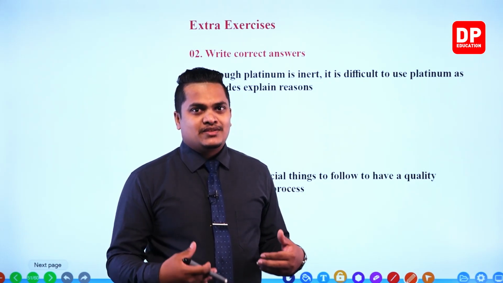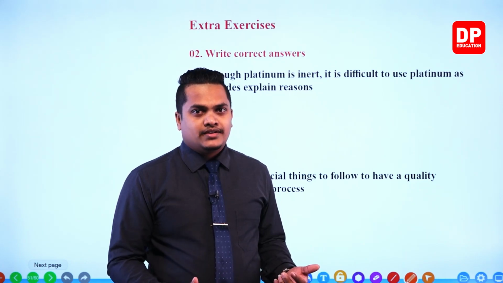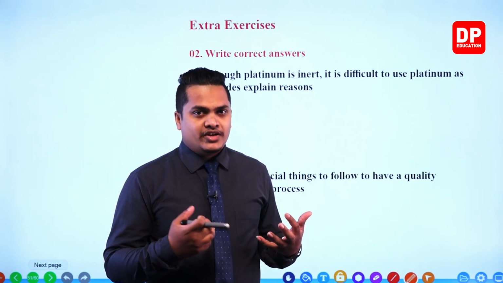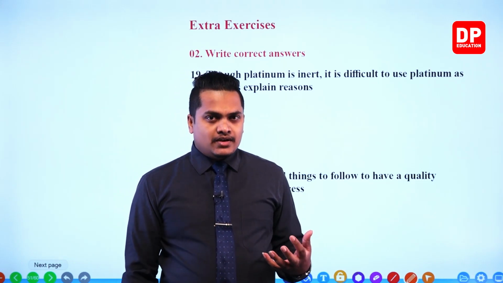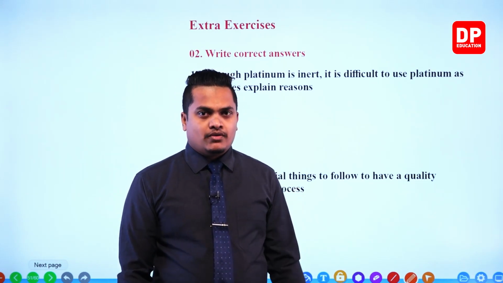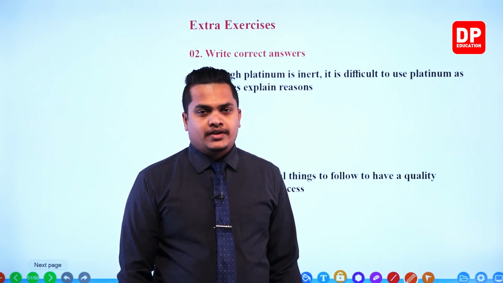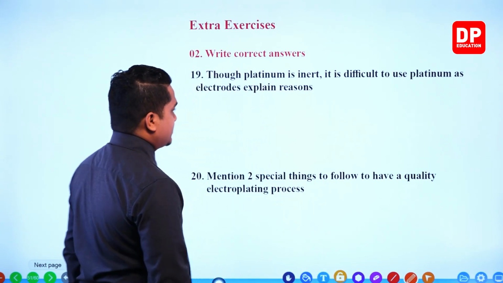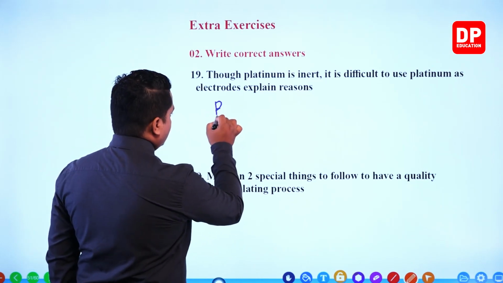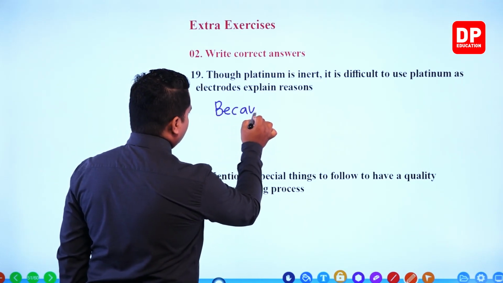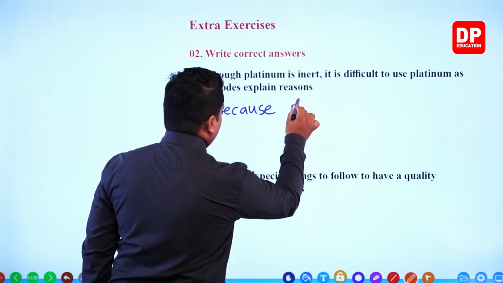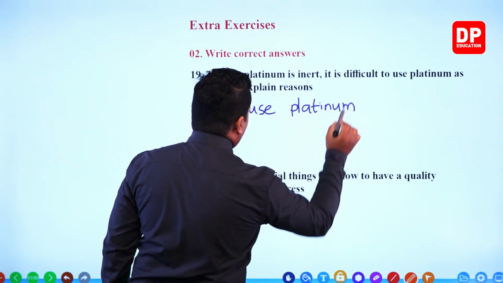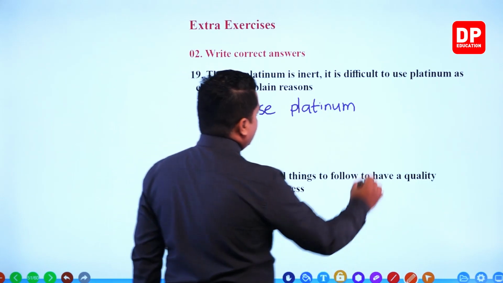Okay, even it is more expensive than gold. Gold is the expensive one for our knowledge, but however there is another metal which is more expensive than gold. It is referred to as white gold. White gold is platinum, my dear children. Okay, so we can write the answer, because platinum is expensive.